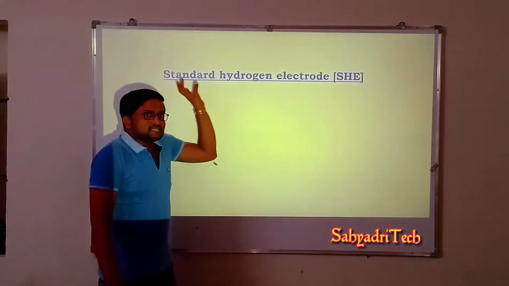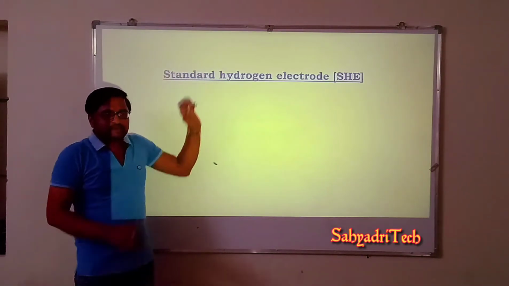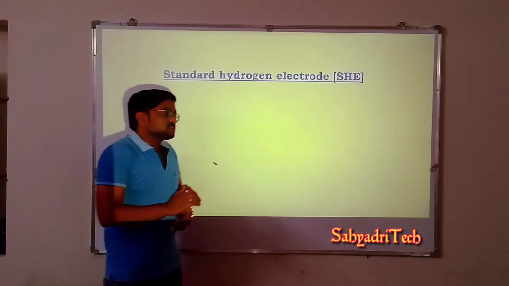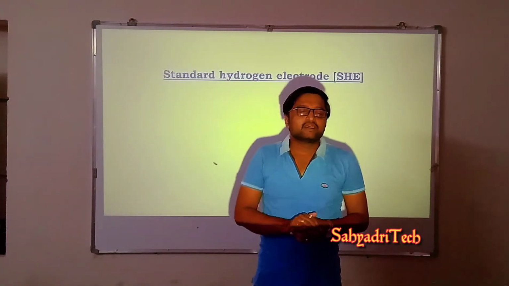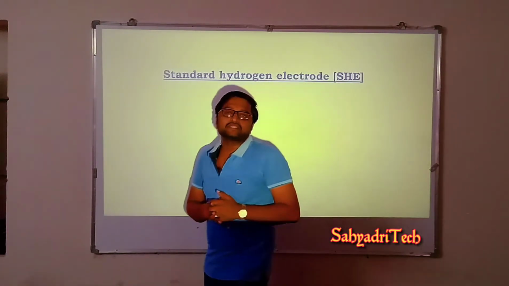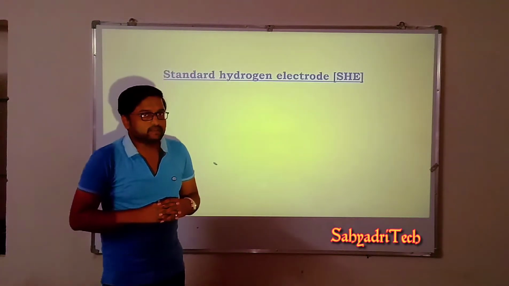So it means in this electrode, in standard hydrogen electrode, what is the concentration of that electrolytic solution? It will be 1 molar. And what is the temperature of measurement? It is always 298 Kelvin.